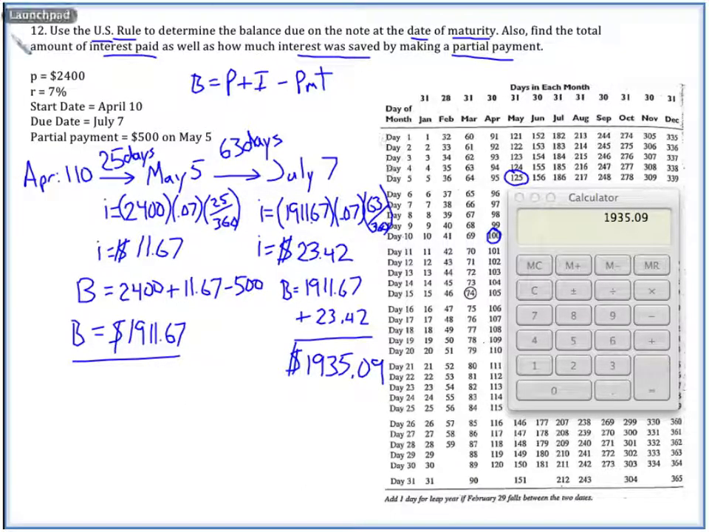Okay, so let's go back to our question. It says, use the U.S. rule to determine the balance due on the note at the date of maturity. So we know this is due at maturity.